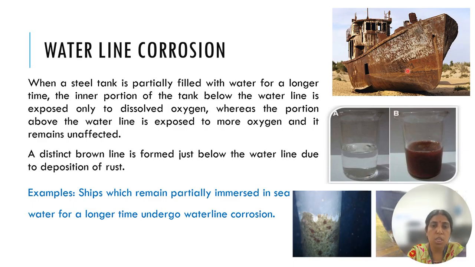This type of corrosion is known as waterline corrosion. You can see here and in the other picture also, a distinct brown line is formed below the water line due to the deposition of rust. So ships which are partially immersed in the sea for a longer time undergo waterline corrosion.